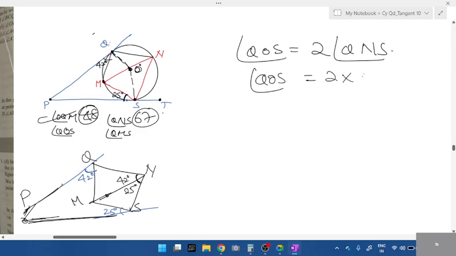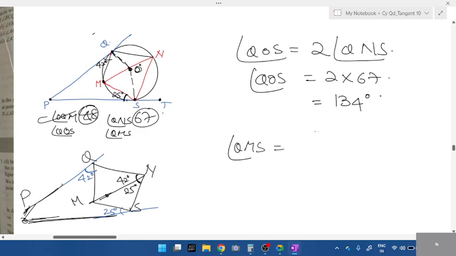Tell me. 2 into 67, right? So what's the answer? What did you all get, students? 134 degrees. This is the answer. 134. QOS. Fourth question, QMS.